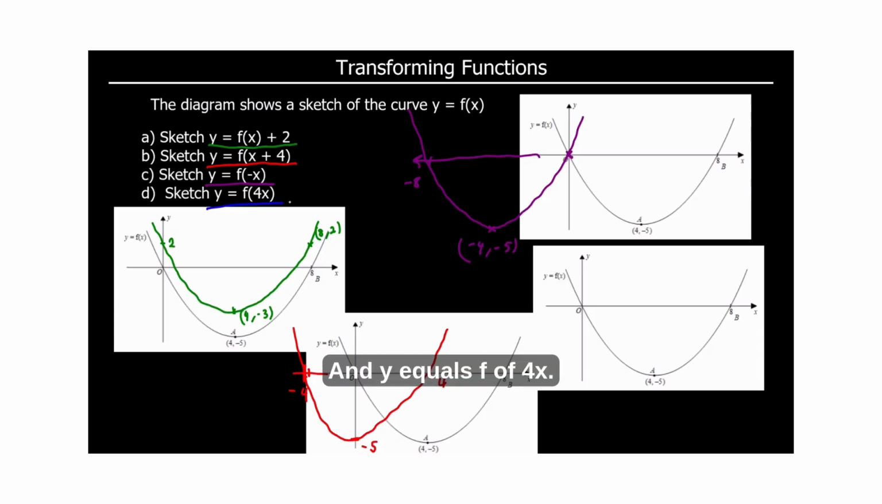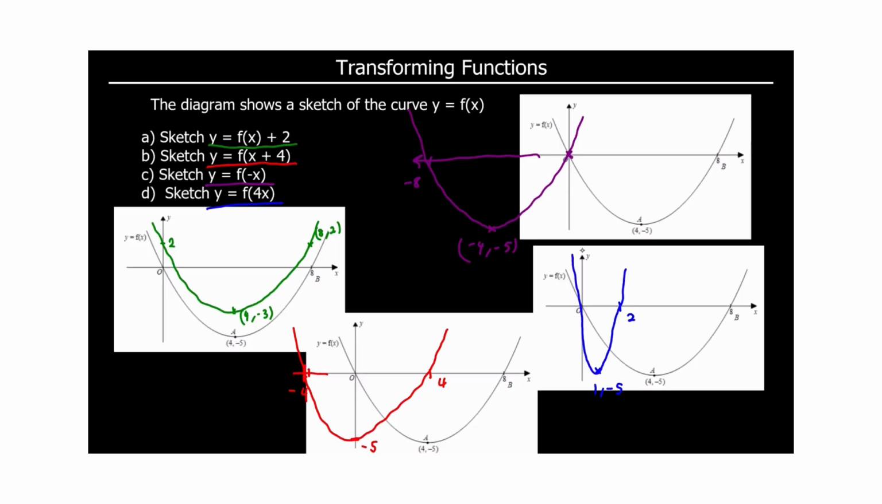And y equals f of 4x, inside the bracket, changes the x, and it squishes it in. So all the x coordinates divided by 4. So 4, negative 5. It's 1, negative 5. 8 becomes 2. So we get a graph that looks like this.